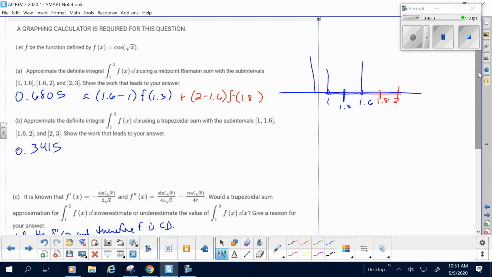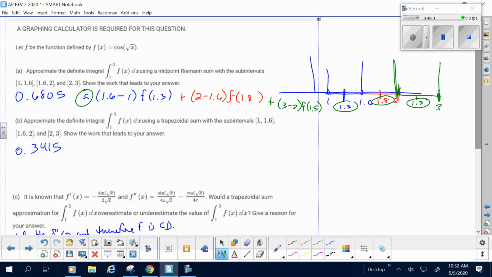Then finally, 2 to 3. The midpoint is 2.5. Okay, so the total region width is 3 minus 2, which is 1, and the height is f of 2.5. Throwing that into your calculator, making sure you have, this is an approximation, and they would take 3 decimals, 681 or 680, rounded or truncated.